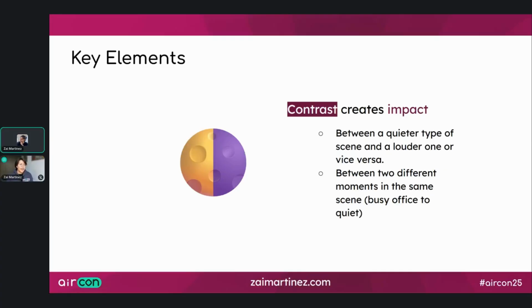We need to find elements that can contrast with each other, because if we are watching the first scene and then we jump into the next one, we are not going to notice the ambience change. So we need to be able to contrast, even though the scene seems the same. We need to create that contrast by changing elements.